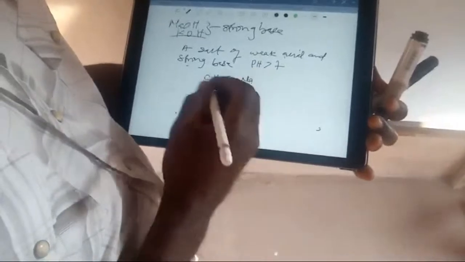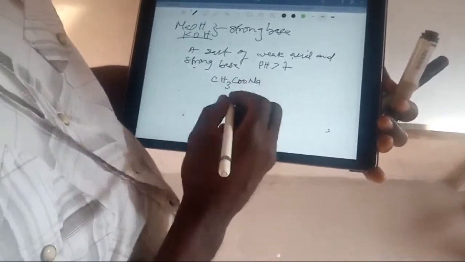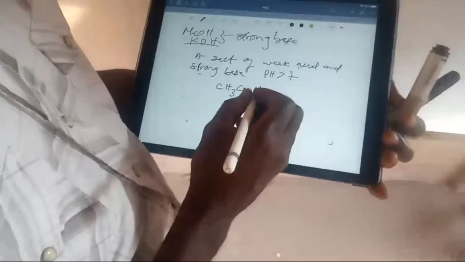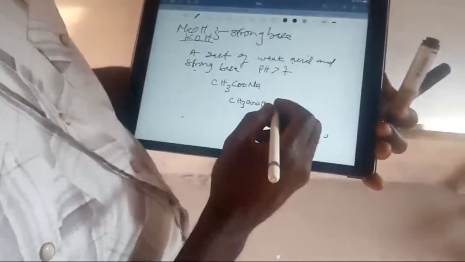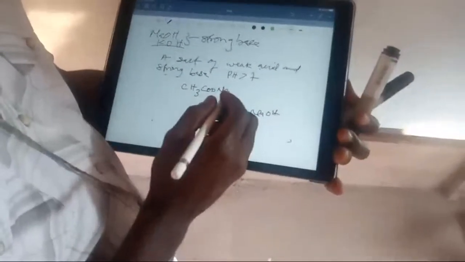So in this case, how will you know the acid that formed it? Just remove the metal and put H. So the acid is CH3COOH. I say remove the cation, replace it with hydrogen. Then how will you know the base that formed it? Then the sodium is the cation, then put OH there. So this is a salt formed from these two.